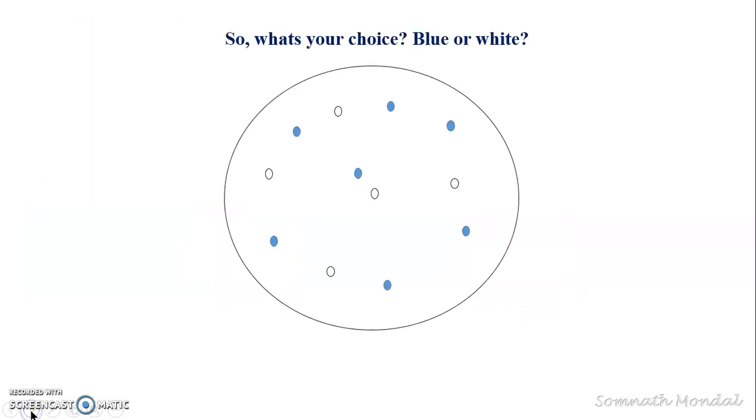Now, from the following bacterial plate, what's your choice? Blue or white? What do you say? Which one contains the gene of interest? So this ends our part 1.